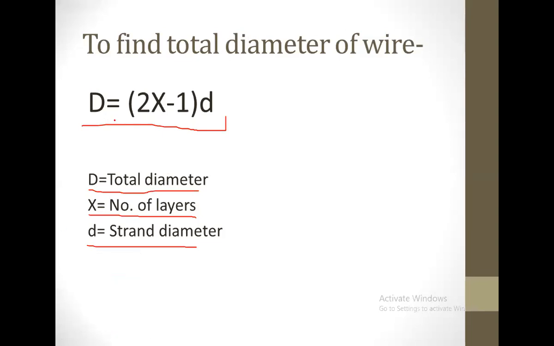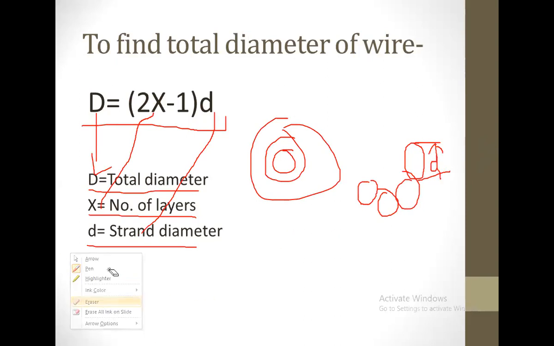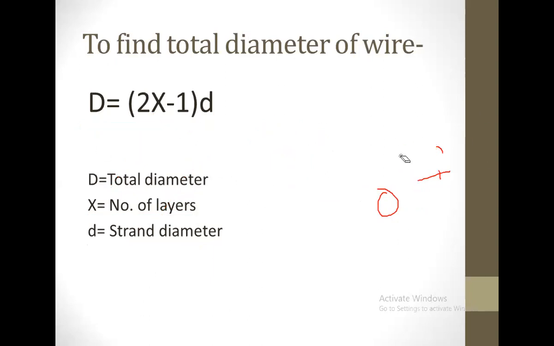Okay, if you have to find the total diameter of the wire, which formula we have to use? (2x minus 1) multiplied by small d. So capital D means what? The total diameter of the conductor, the ACSR conductor. X means the total number of layers that we have seen. And small d is the strand diameter. That means suppose there are multiple strands, and the diameter of a single strand is called the strand diameter. Okay, now we have to implement these formulas for solving the numericals.